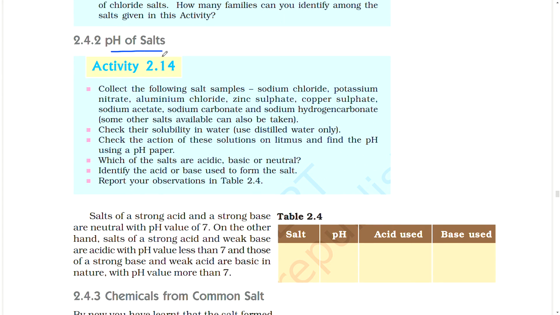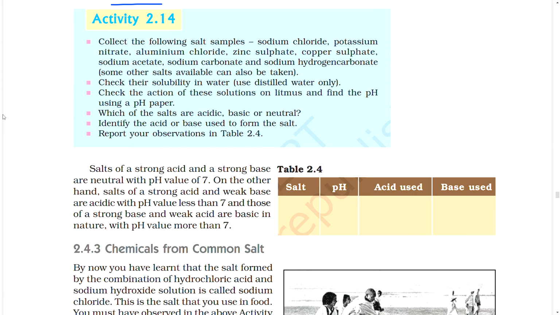pH of salts. Activity. Collect the following salt samples: sodium chloride, potassium nitrate, aluminum chloride, zinc sulfate, copper sulfate, sodium acetate, sodium carbonate, and sodium hydrogen carbonate. Some other salts available can also be taken. Check their solubility in water. Use distilled water only. Check the action of these solutions on litmus and find the pH using a pH paper. Which of the salts are acidic, basic, or neutral? Identify the acid or base used to form the salt. Report your observation in a table. Comment this.